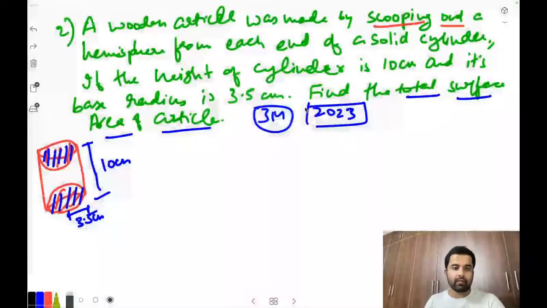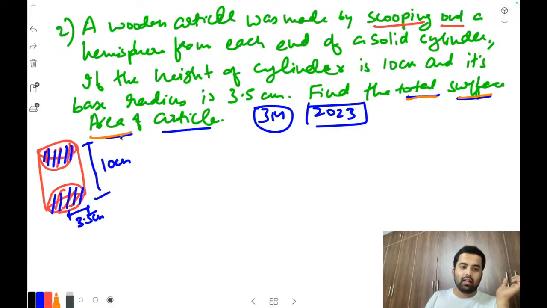Imagine it, everyone. You have a cylindrical shape. From the up part and the bottom part, you are scooping out that part, I mean you are just taking out that hemispherical part. So first, finding the total surface area. If you imagine it, let me draw here. The side part is still remaining. The side surface of that is still remaining.